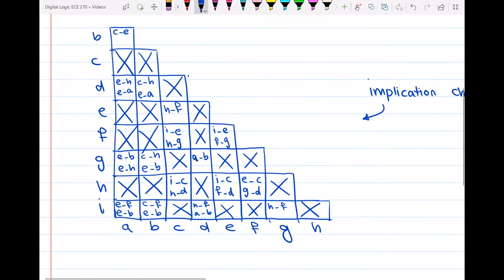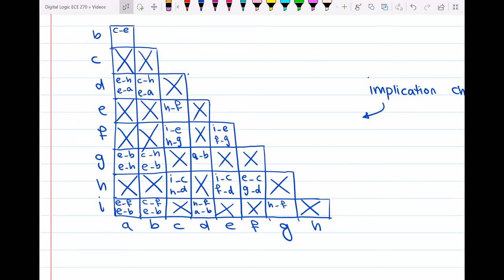Now, this was the first step of our table. Now we'll go to step 2. In step 2, you have to look back in your implication chart. Wherever you have the cross, you have to look at the conditions that you wrote there. If any of those conditions are the same as the cross that you're finding, then you have to cross that condition out because it can never happen.